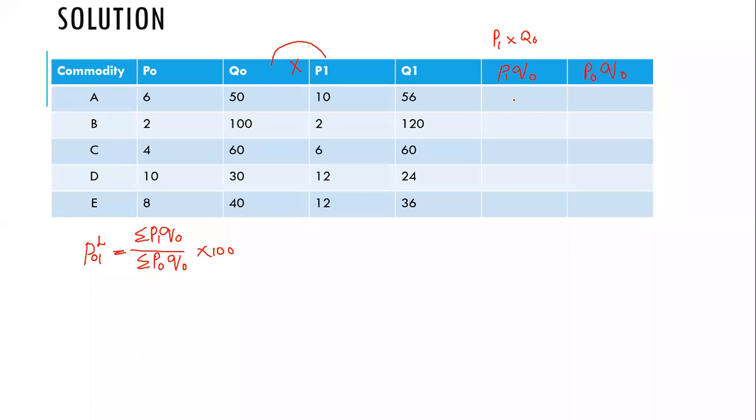50 into 100. Give me the answer quickly, students. 50 into 100 is 500. Good. Second one, multiply P1 into Q0: 100 into 200. 60 into 6, 360. 30 into 12, 360. 40 into 12, 480. You found the value of P1 Q0. Now find the total of that, summation P1 Q0. Add all this: 500 plus 200.